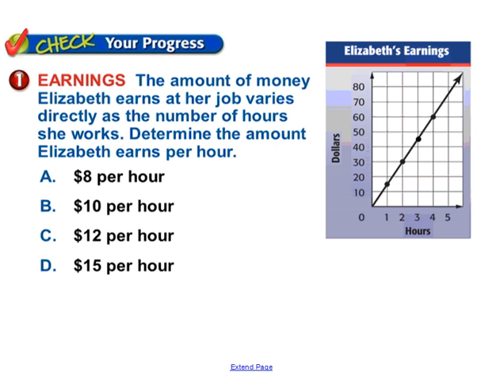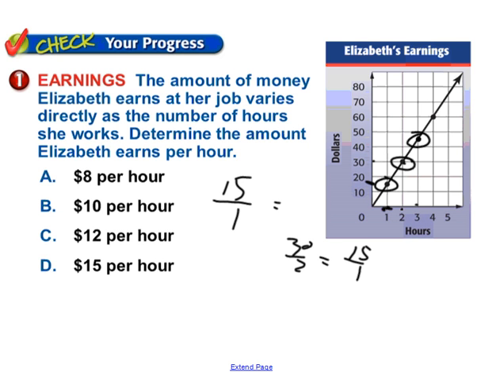The amount of money Elizabeth earns at her job varies directly as the number of hours worked. Determine the amount Elizabeth earns per hour. Well, I'm going to pick some ordered pairs, and I've got to pick quite a few to make sure they work here. I've got 1 hour's worth of work earns her about $15, so 15 over 1 stays at 15 over 1. 2 hours worth of work gets her $30, so 30 over 2 reduces to 15 over 1, so it's checking out.